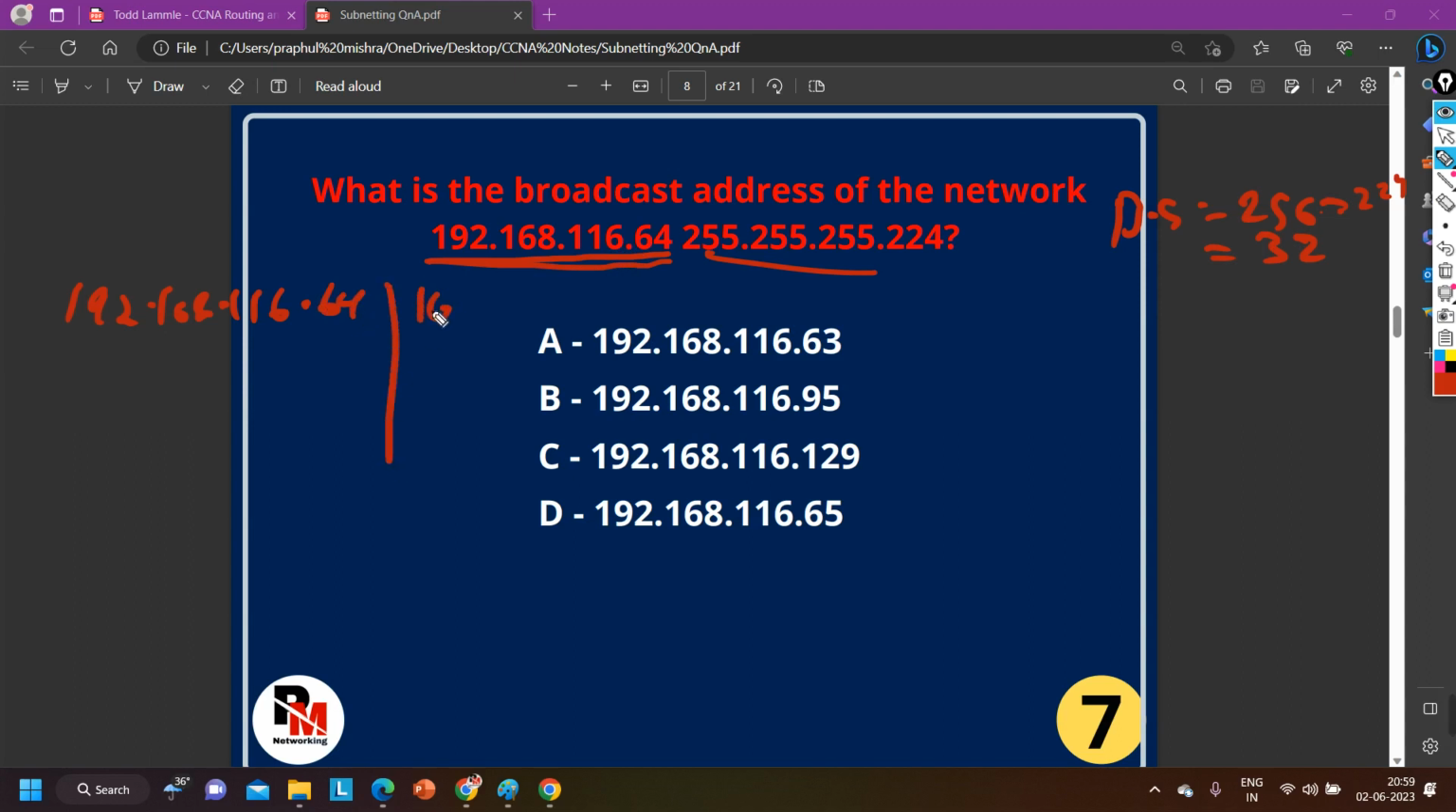Next network will be 16.96. That means this network is ending on 116.95. So this is the broadcast ID, the last IP address. So option B is the right answer. Yes or no?